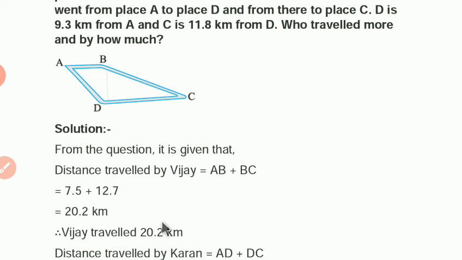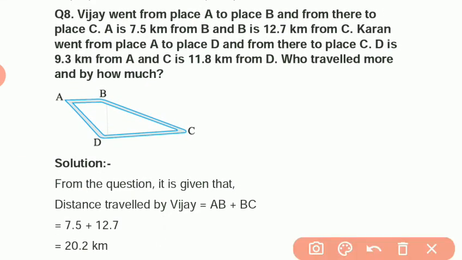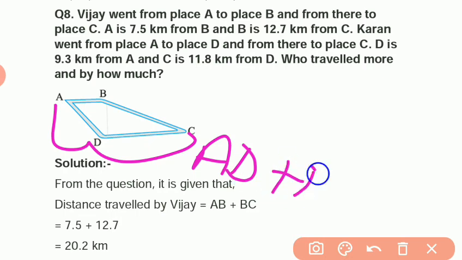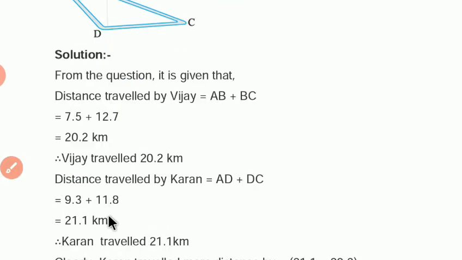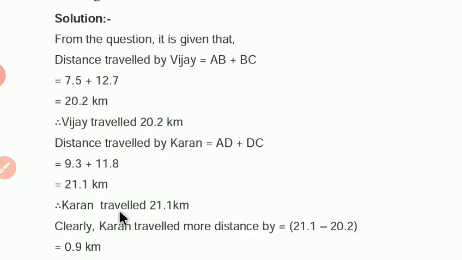Now we have to see for Karan. He went from A to D, then D to C. It means AD plus DC. AD distance is given 9.3, DC is 11.8. So we have to add both the distances here. So 11.8 and 9.3, it means 21.1 kilometer. So Karan travelled 21.1 kilometer.